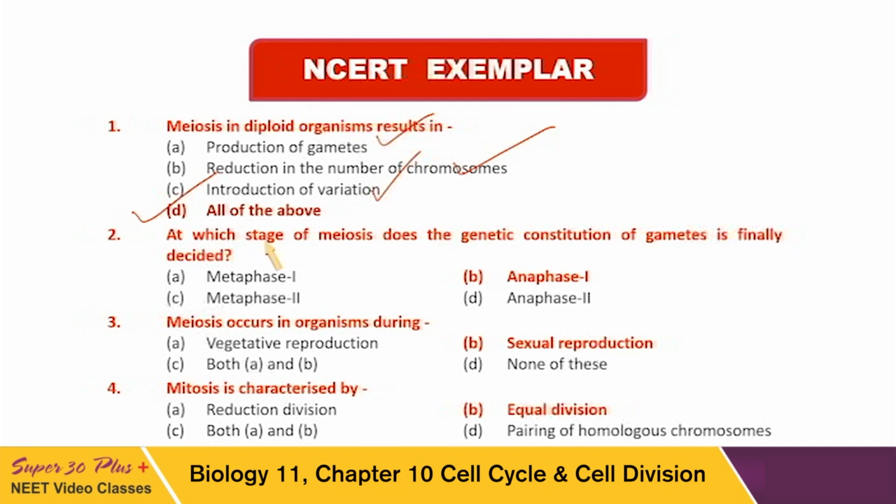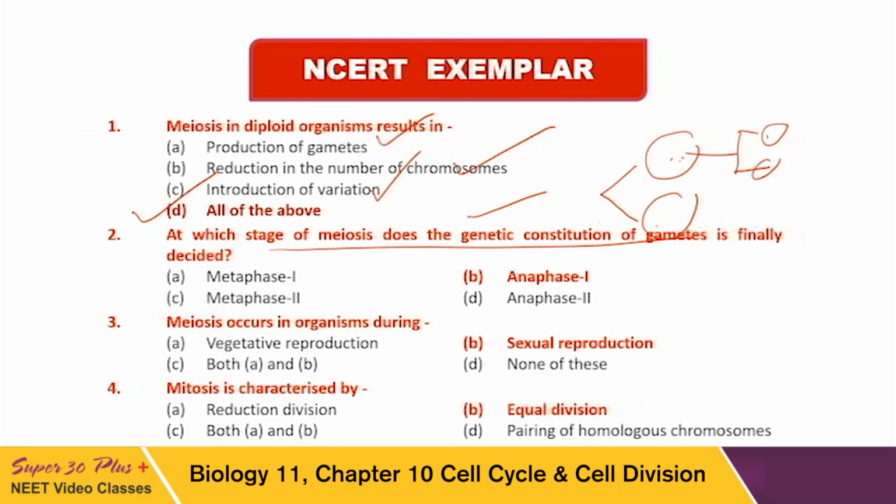At which stage of meiosis is the genetic constitution of the gamete finally decided? Very important, interesting question. When the meiosis divides into two, after this the gametes will be formed, and their constitution will remain almost similar, right? But the genetic constitution of the gamete will be decided after anaphase first.